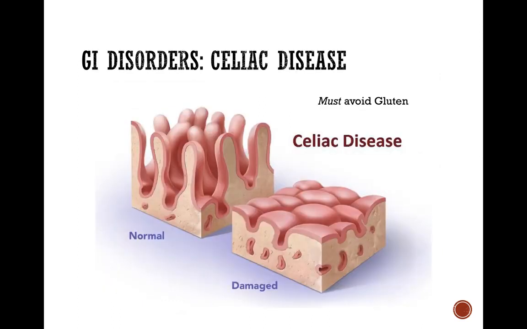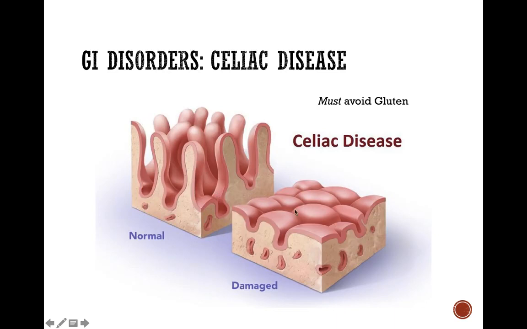Okay, here is celiac disease. Now, celiac disease has something to do with damaging the microvilli. So here is an example of a normal, healthy small intestine where we have all these finger-like projections that allow us to increase the surface area of absorption.